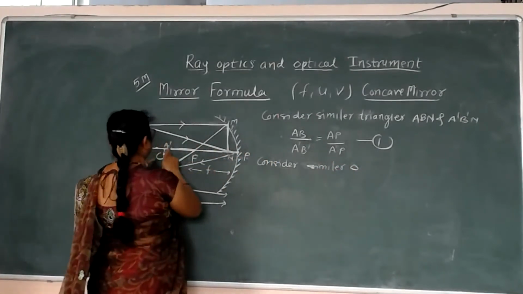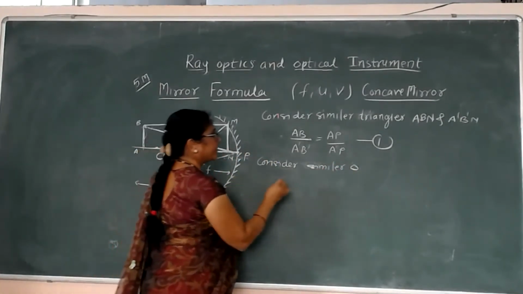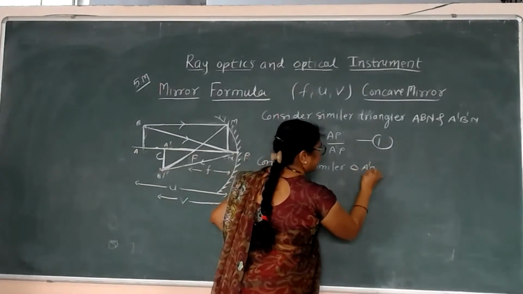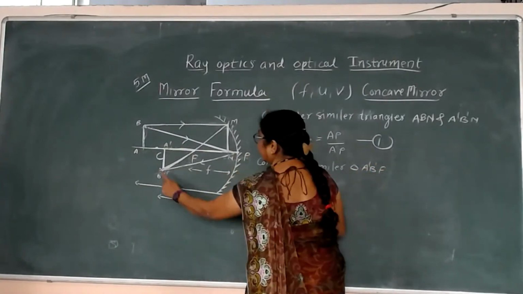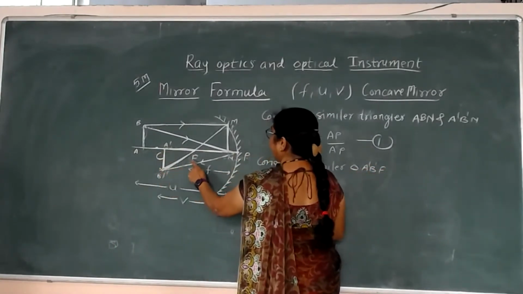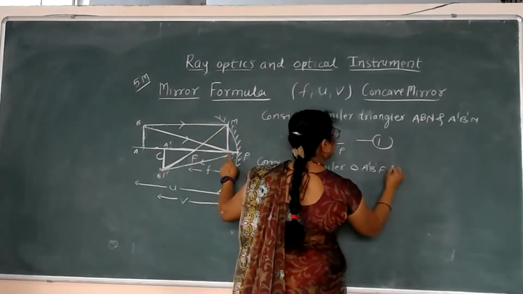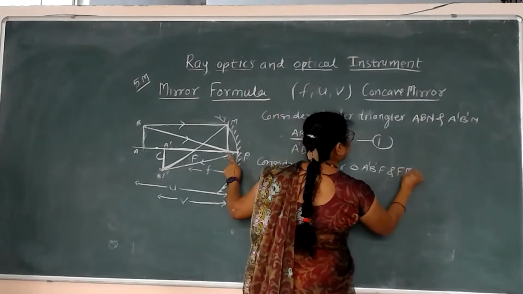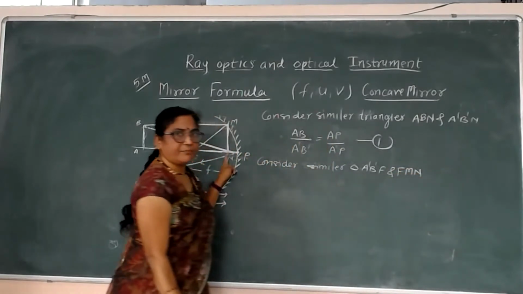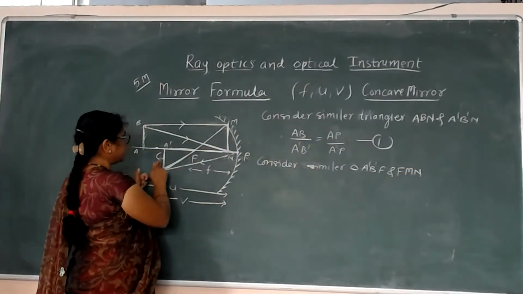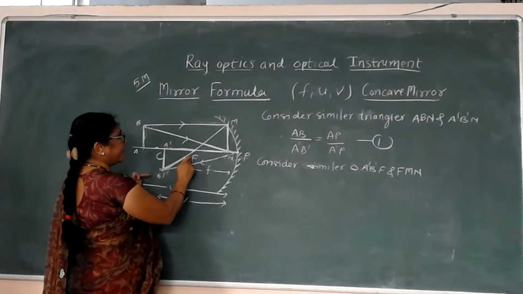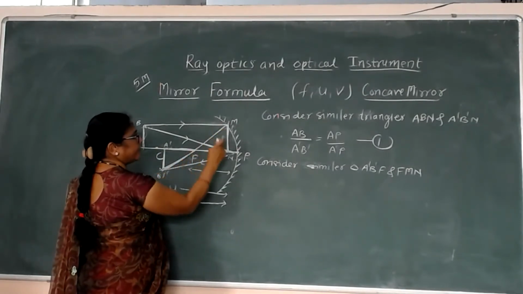Those are A'B'M. And the other one is FMM. So this is the first triangle, A'B'M, and the other is FMM.